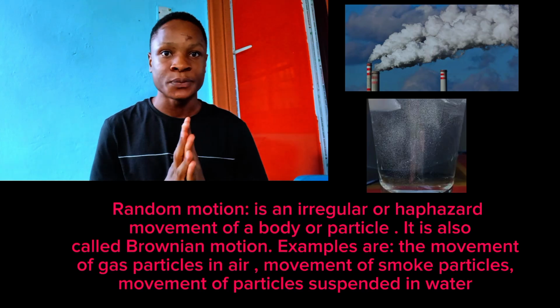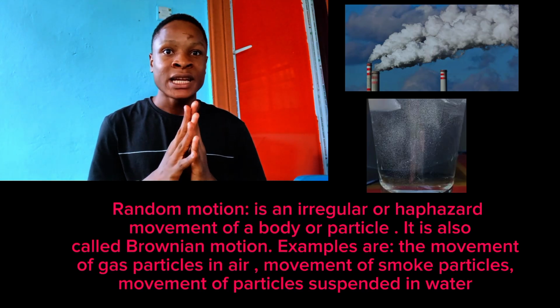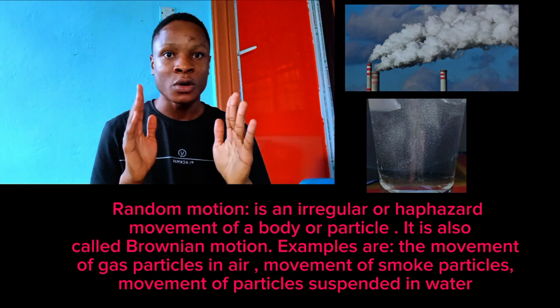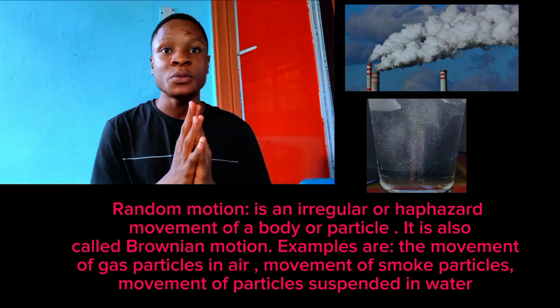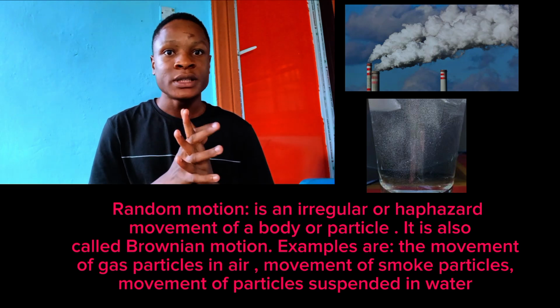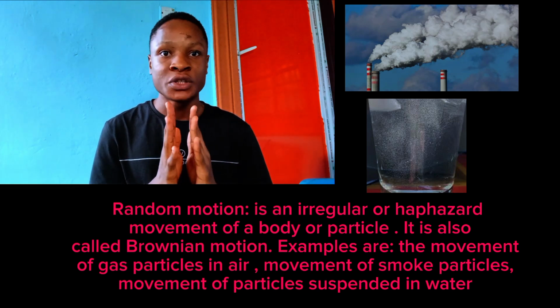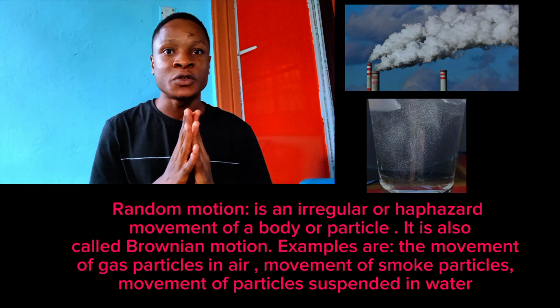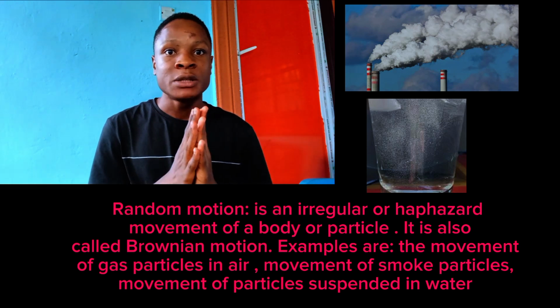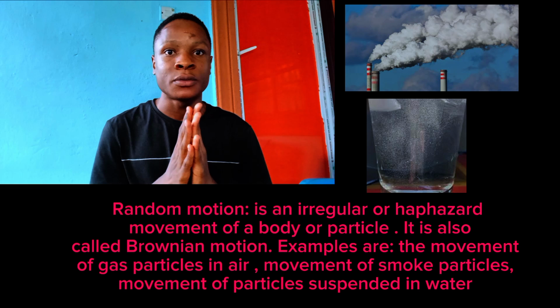The first type of motion we have is random motion. Random motion is an irregular or haphazard movement of a particle or an object. It can also be called Brownian motion. Some examples of this type of motion are the movement of small particles in air, the movement of gas particles, and the movement of particles suspended in water.